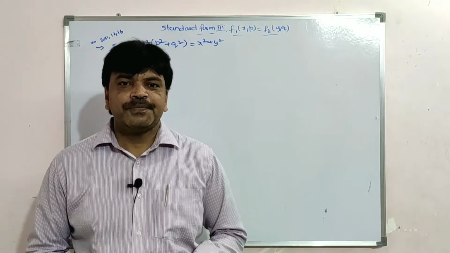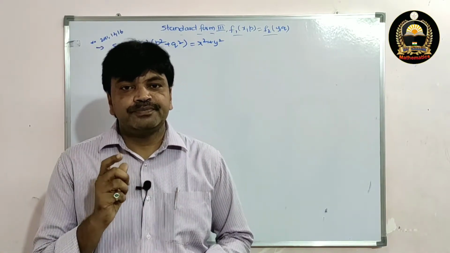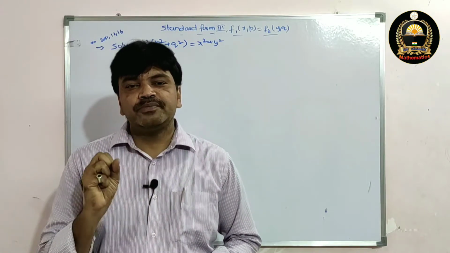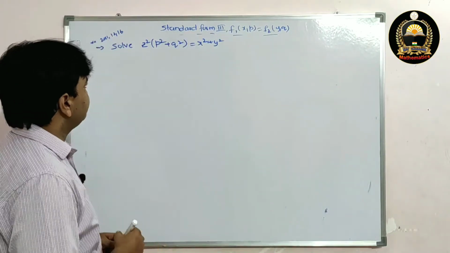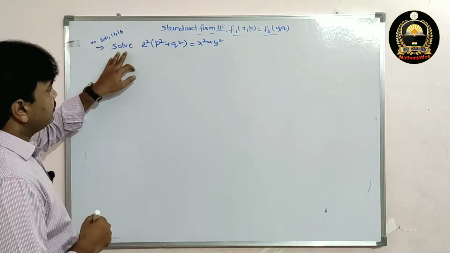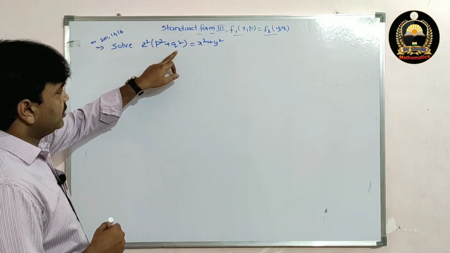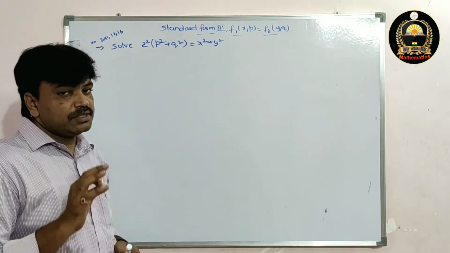Good morning friends. In this lecture I am going to solve problems which can be reducible to standard form 3. Important problem, let us see. Solve z square into p square plus q square that is equal to x square plus y square.